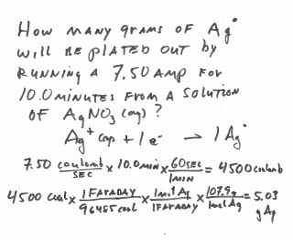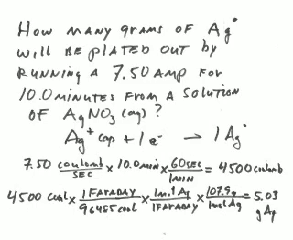Well, it's stoichiometry. And the first step in any stoichiometry problem is balance the equation. Silver ions in solution are gaining electrons. They're being reduced to silver atoms. And so, 1 electron reduces 1 silver ion to 1 silver atom.